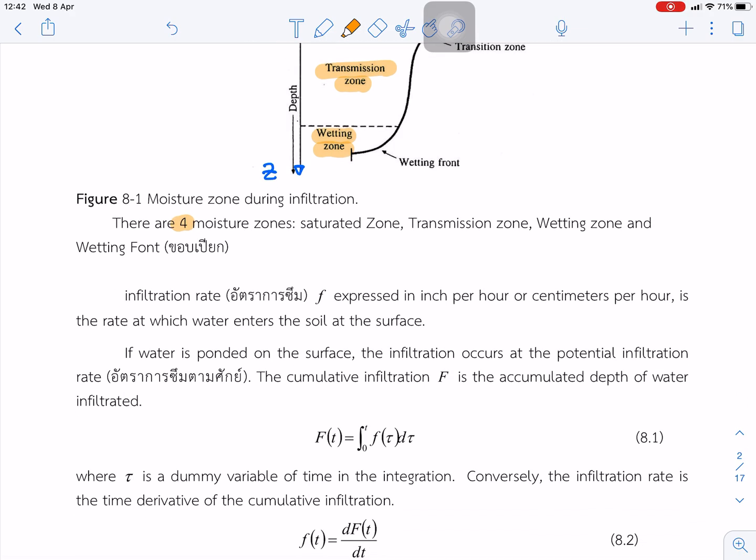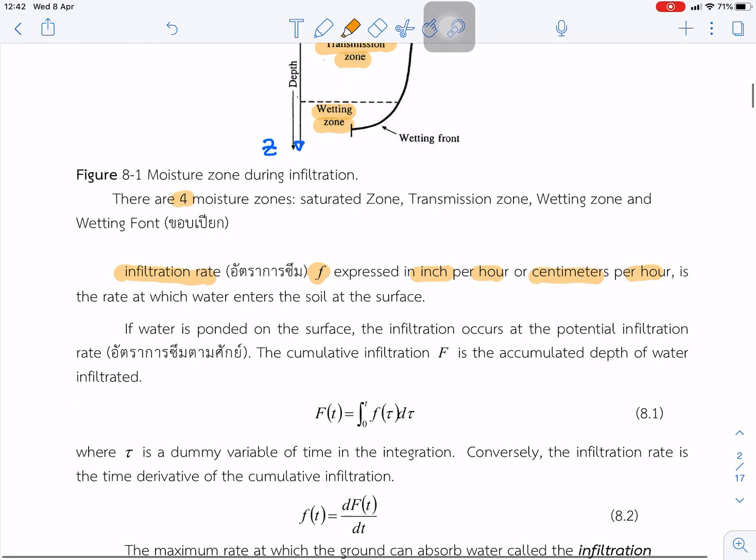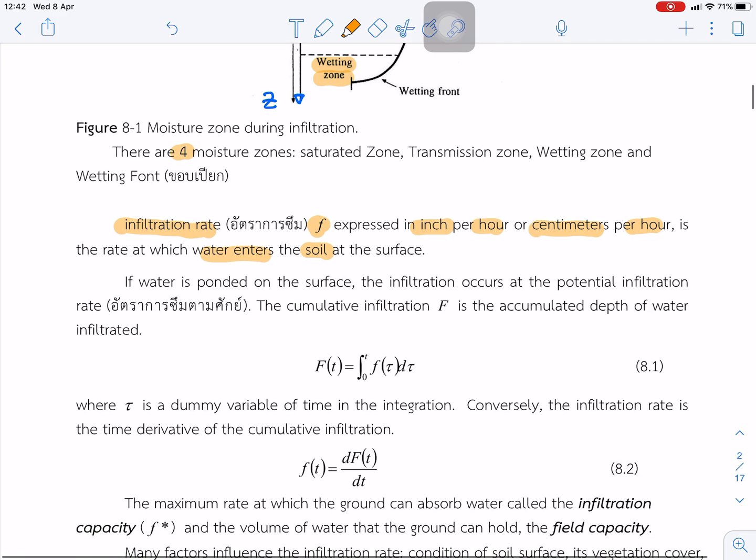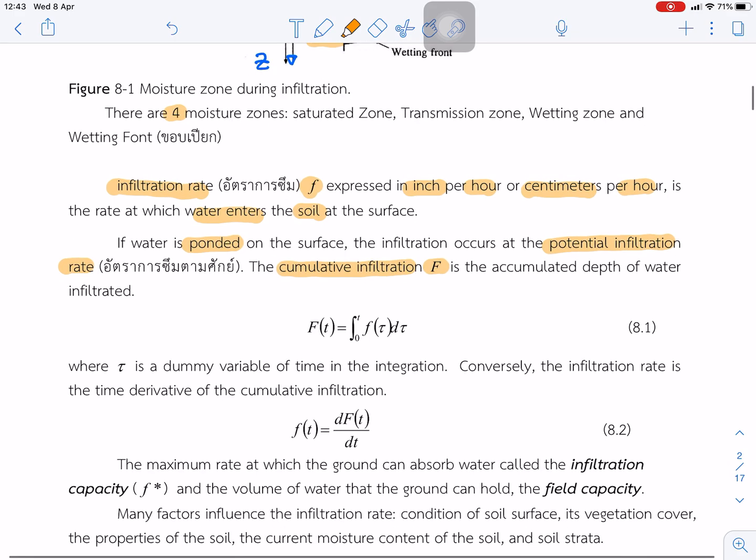For infiltration rate, we use small f to express it, similar to rainfall in terms of depth per time, inch per hour, centimeter per hour. It's the rate at which the water enters the soil at the surface. If the water is poured on the surface, the infiltration occurs at the potential infiltration rate. That is another term of the infiltration. And the third term is the cumulative infiltration. It's the cumulative depth of the water infiltrated.